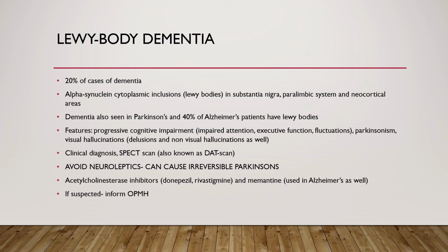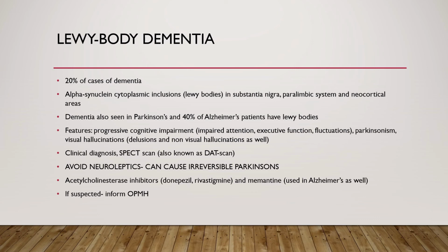Lewy-body dementia is also a quite common cause of Parkinsonism. 20% of cases of dementia are actually caused by Lewy-body dementia. What happens in the brain is you get these alpha-synuclein cytoplasmic inclusions, also known as Lewy bodies, and these occur in the substantia nigra and the paralimbic system and the neocortical areas.